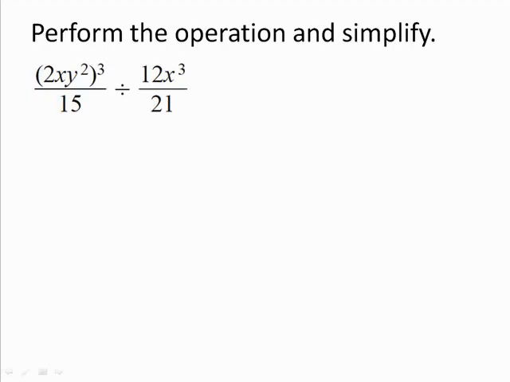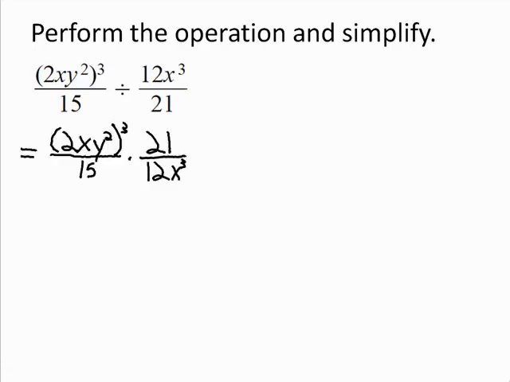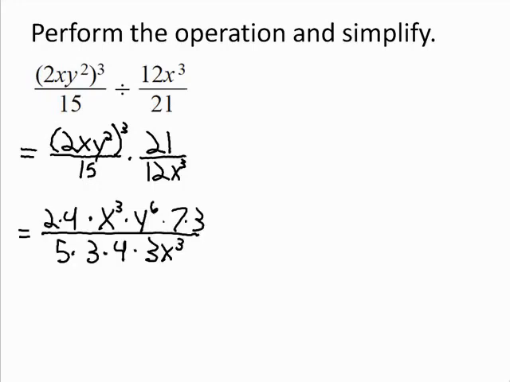Perform the operation and simplify. The quantity 2xy squared cubed divided by 15 divided by 12x cubed divided by 21. When dividing by a fraction, invert the divisor and multiply. Now multiply the numerators and denominators together. Cube the 2xy squared, factor 21 into 7 times 3, 15 into 5 times 3, and 12 into 4 times 3. There's a 4x cubed and 3 in both the numerator and denominator, so they cancel out. You are left with 14y to the 6th power divided by 15.